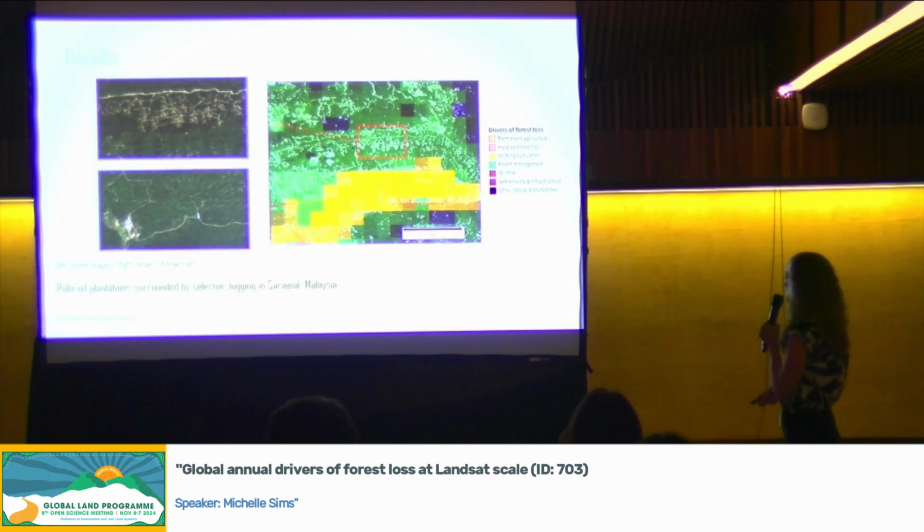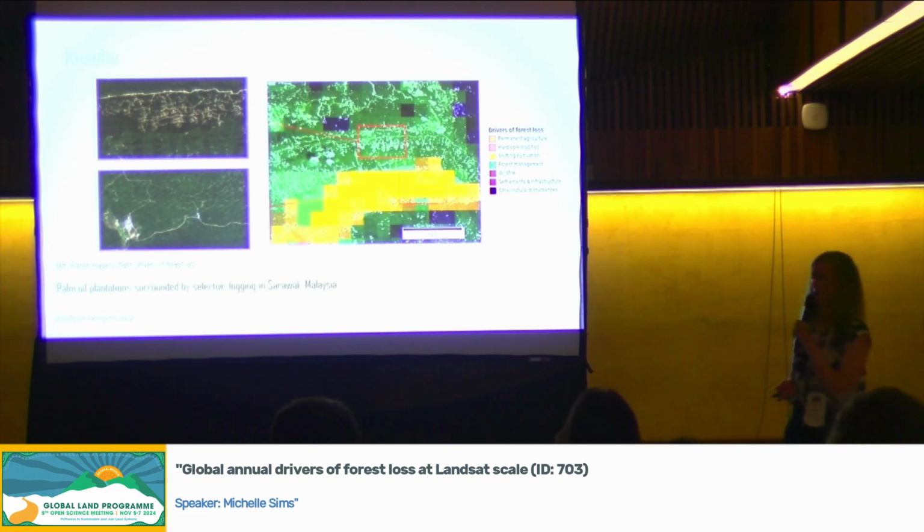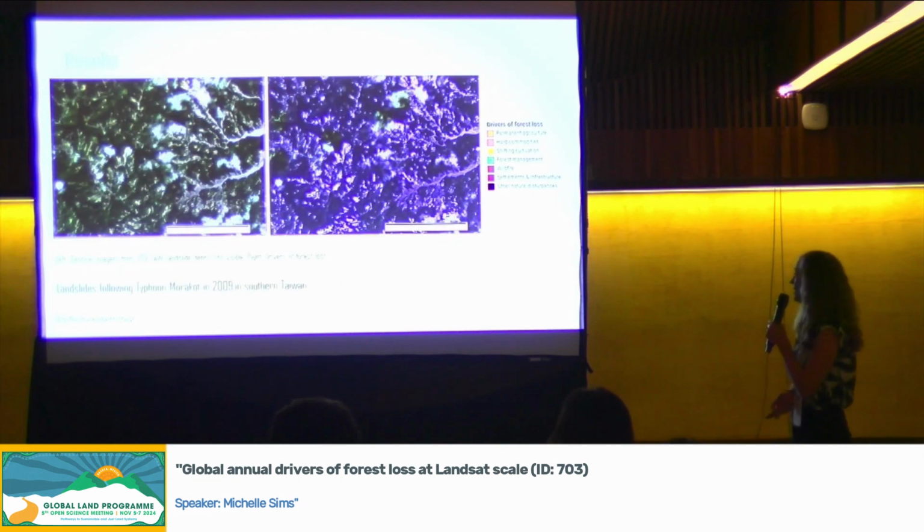Here we have an example in Malaysia. Surrounding the orange area, in green, is selective logging, that kind of spidery pattern up there. And then in orange, loss associated with the establishment of palm oil plantations. And then finally, this is tree cover loss due to landslides following Typhoon Morakot in 2009 in southern Taiwan, classified as other natural disturbances.